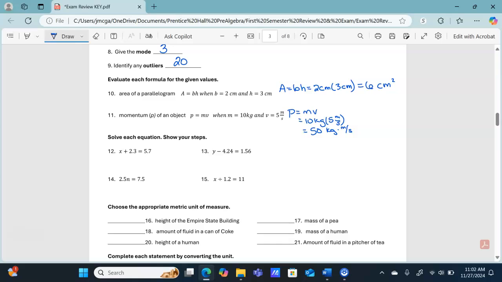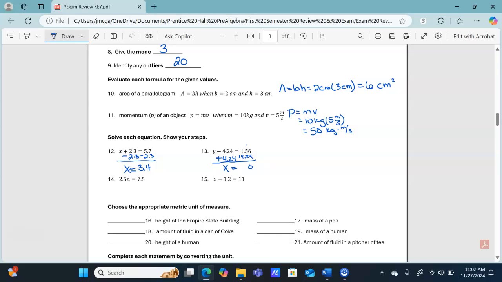Here, we have plus 2.3, so we're going to subtract 2.3. Remember to line up your decimals. So we get 7 minus 3, write my decimal down, 5 minus 2, I get 3.4. On number 13, I need to add 4.24 to both sides. Again, remember, line up your decimal. So we get x equals 6 and 4 is 10, carry the 1, 8, and we get 5.80 or 5.8.